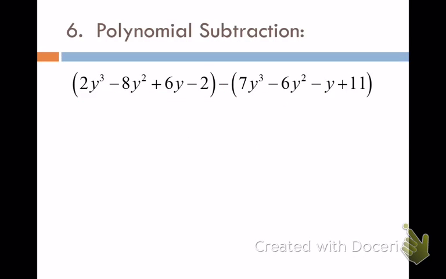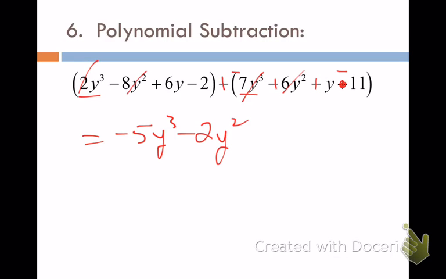So you try. Give this guy a shot. Stop the video. See what you come up with. Okay? So we're going to make this a plus, this a minus, this a plus, this a plus, and this a minus. Changing just the polynomial behind the minus sign. So then we get 2 plus negative 7 is negative 5y to the 3rd. Then we get negative 8 and positive 6, which is negative 2y squared. Then we get plus 7y, and then we get negative 13. And we're done.